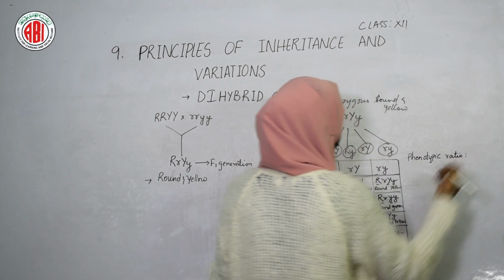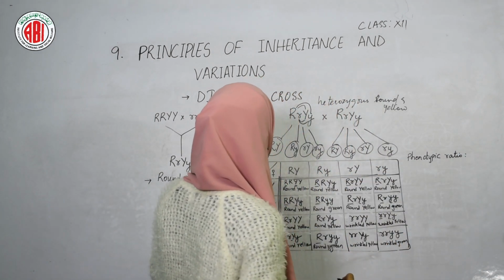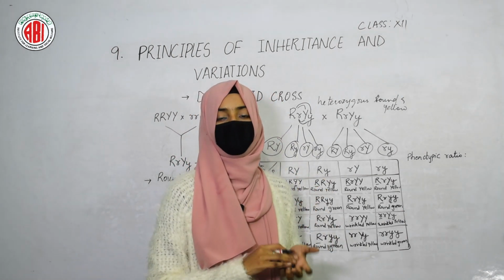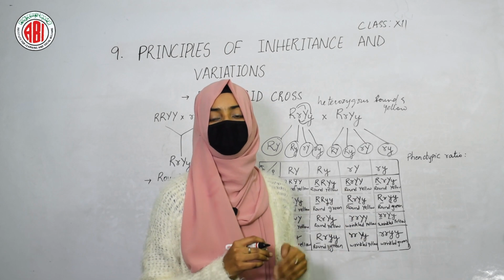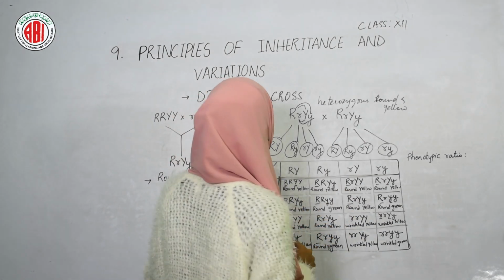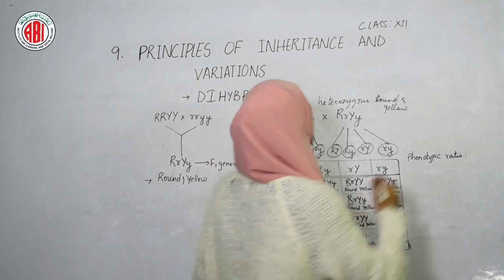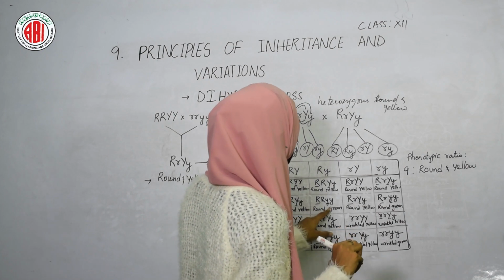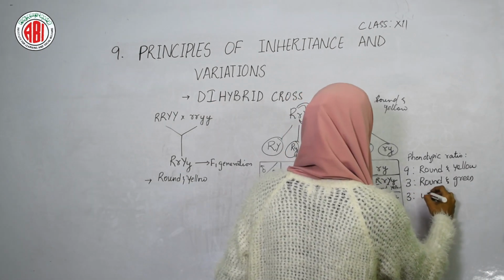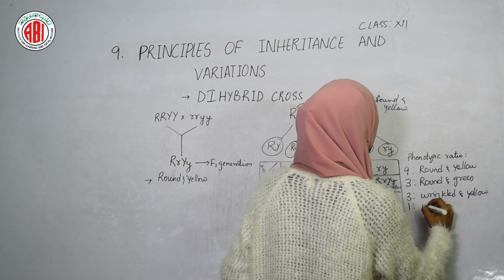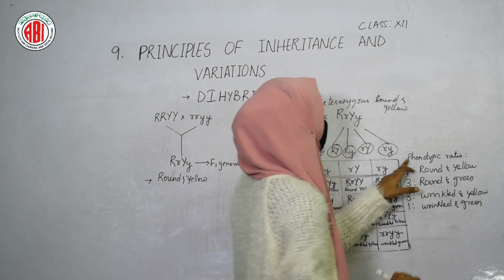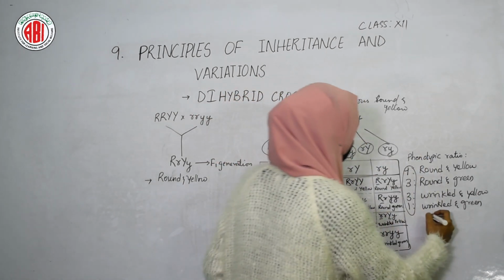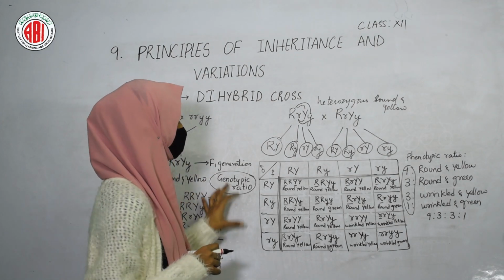When we talk about the phenotypic ratio, we can find the presence of 9 round and yellow plants. 9 offsprings are produced that express the dominant characters, that is round and yellow. So 9 are round and yellow, 3 are round and green, 3 are wrinkled and yellow, and 1 is wrinkled and green. So the phenotypic ratio of the dihybrid cross is 9:3:3:1. Now let us calculate the genotypic ratio of the dihybrid cross.